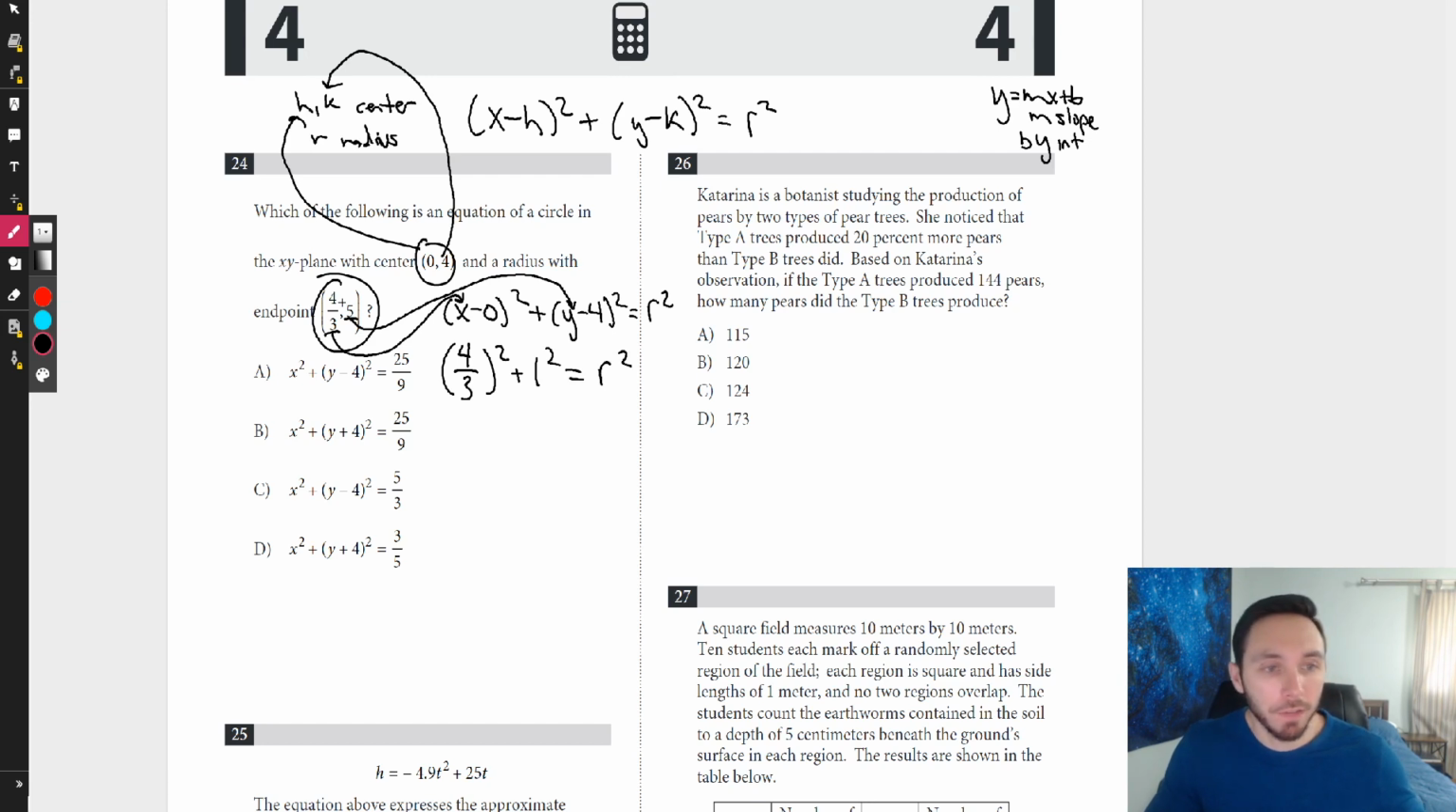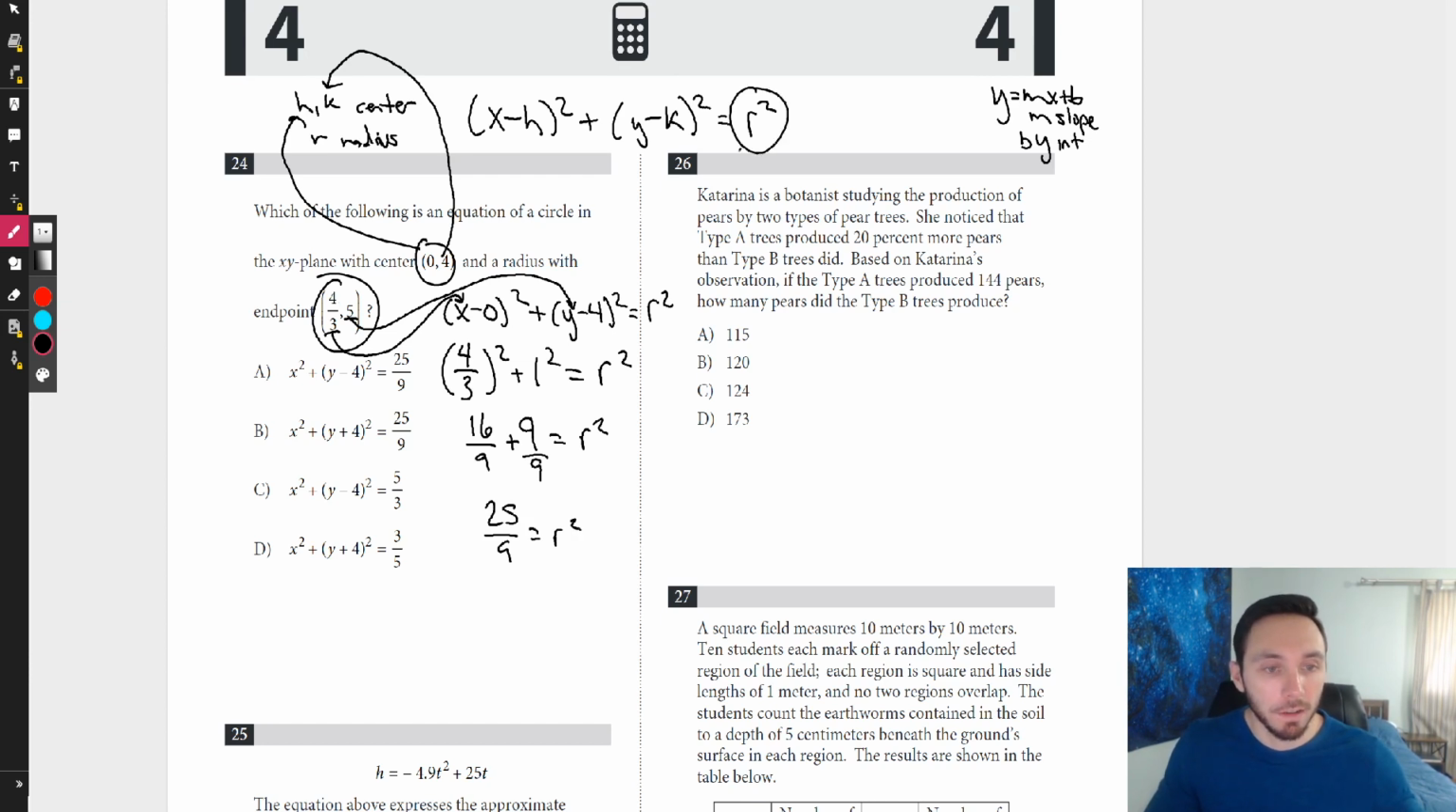I'll just finish solving it out the lame way, the algebraic way, and then I'll show you the graphical intuition behind it. This is 16 over 9 plus 1 is equal to r squared. And 1 is the same thing as 9 over 9. Agree, right? 9 over 9 is 1. Because I can add across the top now, I get 25 over 9 is equal to that r squared value.